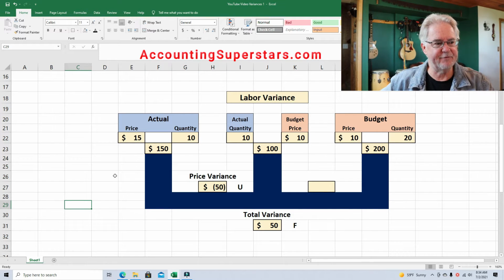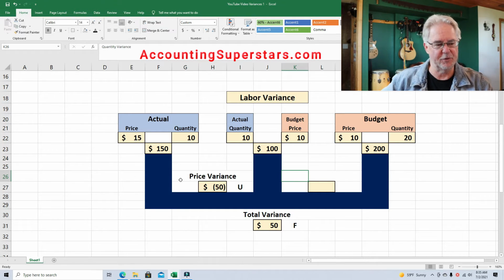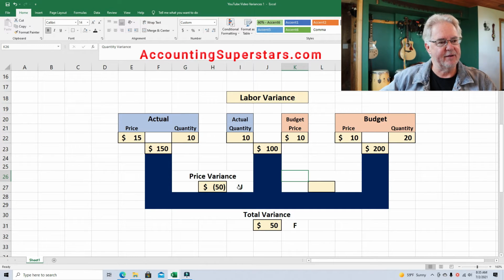Now, fortunately, it follows the same pattern. Look at this. P comes before Q. Well, P comes before Q. Guess what this one's going to be? You can always remember P comes before Q if you read from left to right. So price variance. So we've got unfavorable.